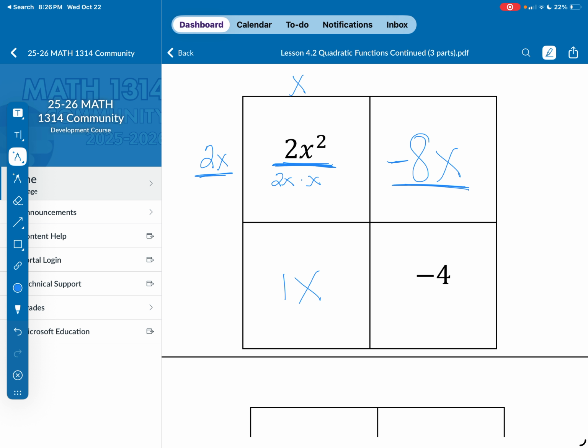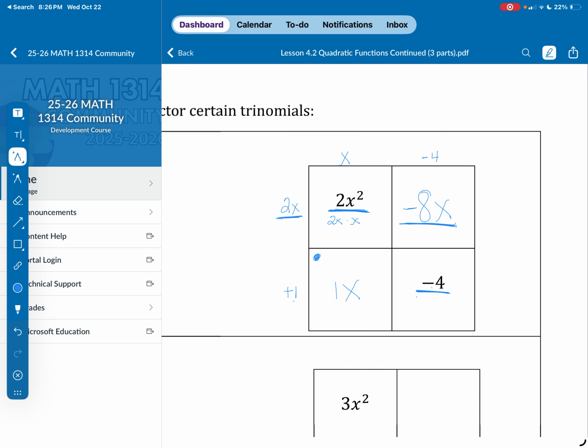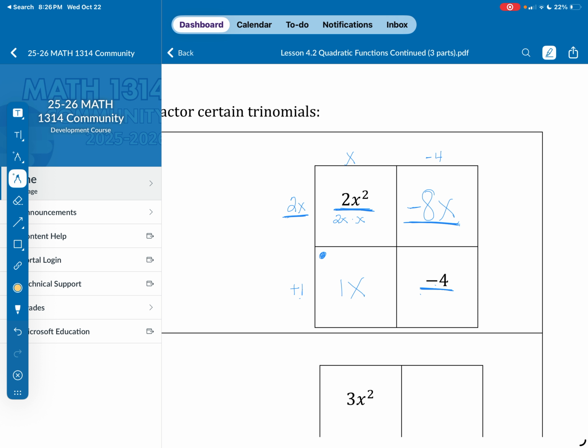So now what you're going to do is you're going to say, okay, well, 2x times what gives me negative 8x? And that is going to be negative 4. And then I'm going to come over here to this square, this one right here. X times what gives me 1x, which is just going to be plus 1. And then we're going to double check ourselves that we haven't done anything wrong. And so look, okay, this bottom box I need to check. 1 times negative 4 gives me negative 4. Okay? And so now what you have done is here is a factor.